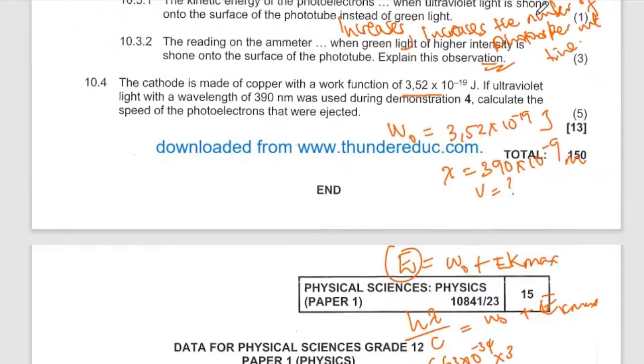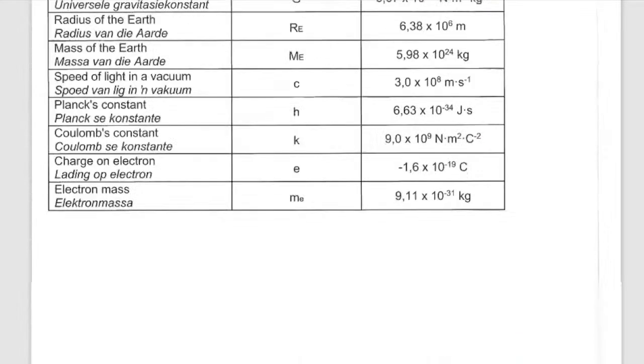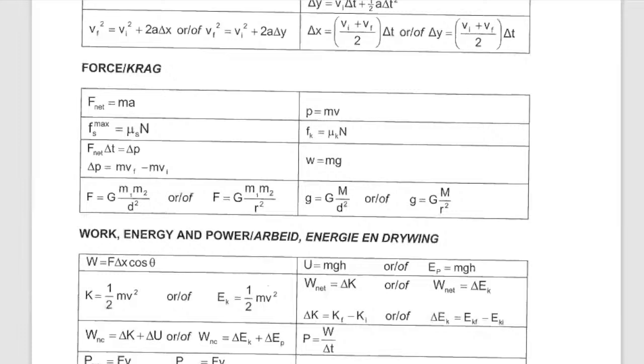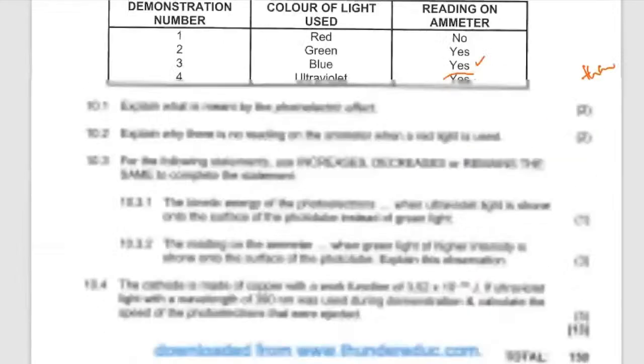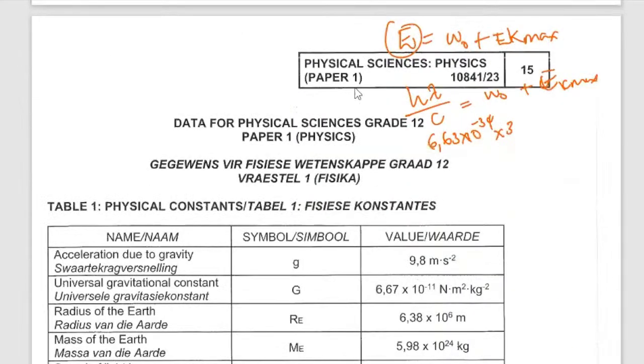Why am I saying wavelength? I think I've messed up this formula. It's hc over lambda. Sorry guys, I apologize. It's hc over lambda. So 3 times 10 to the positive 8 over 390 times 10 to the negative 9.